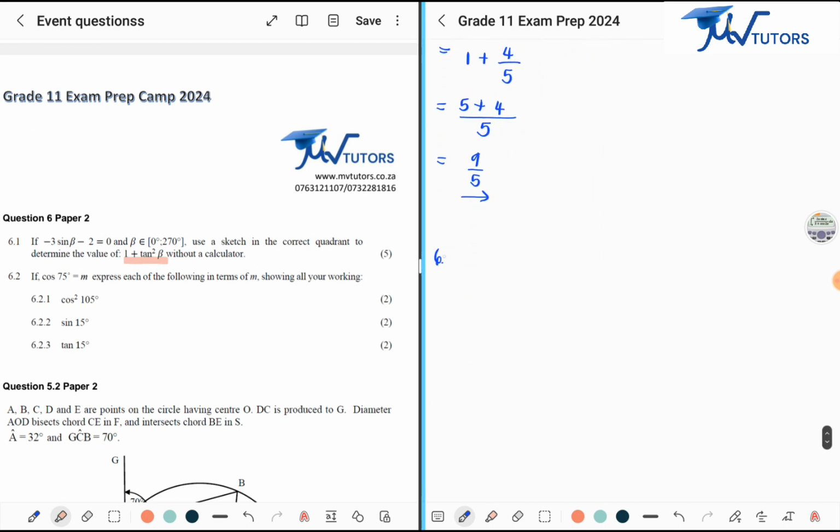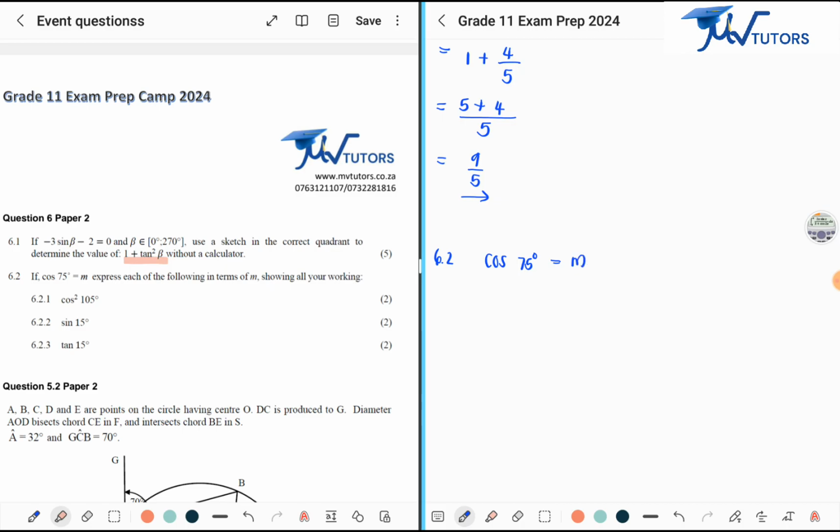Now 6.2. Now it says, if cos 75 is equal to m, express each of the following in terms of m, showing all your working. These questions, I like them, okay, because as soon as they say cos 75 is equal to m, you have to sketch a triangle, okay, a right angle triangle.